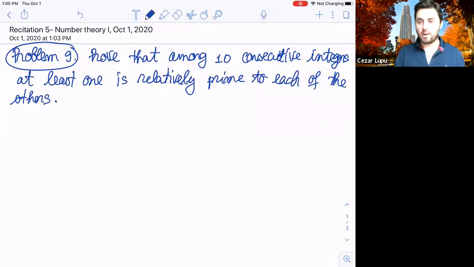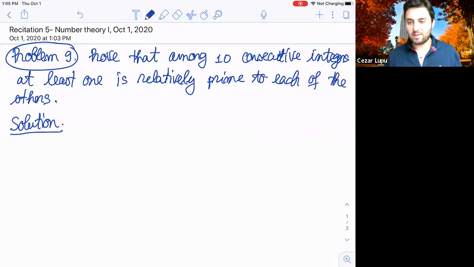Did you try this problem? Did you have time to? This was a very nice one. So let's see. And we will use here this kind of sieving process, and I'll explain what it means. It's quite classical in number theory. So how are we going to use the sieving process? Let's look. We have 10 consecutive integers, and I have to show that at least one of them is relatively prime to each of the others.